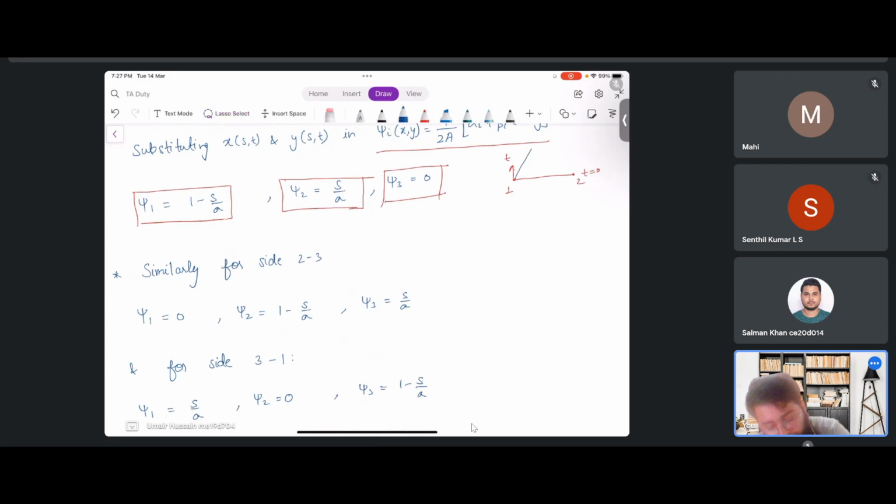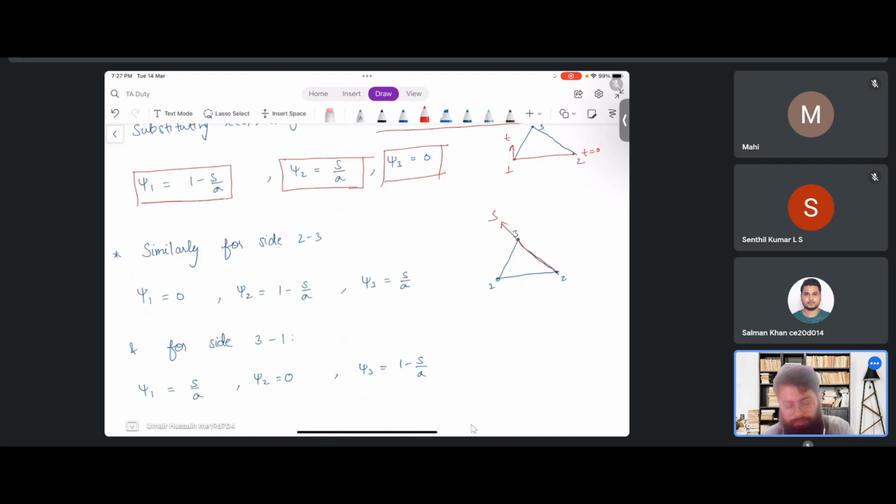Likewise, we can do the same for this triangle at this line. We choose this as our coordinate s, and we can do the same thing. Now we'll have psi 1 equals 0. So psi 2 now becomes the first node of this element, and psi 3 becomes the second node.